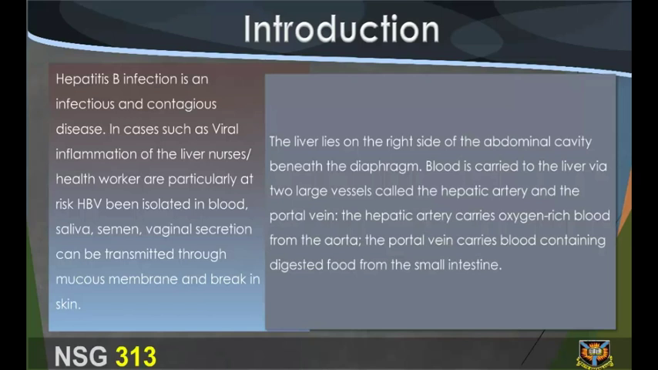The liver lies on the right side of the abdominal cavity, beneath the diaphragm. Blood is carried to the liver via two large vessels called the hepatic artery and the portal vein. The hepatic artery carries oxygen-rich blood from the aorta. The portal vein carries blood containing digested food from the small intestine.